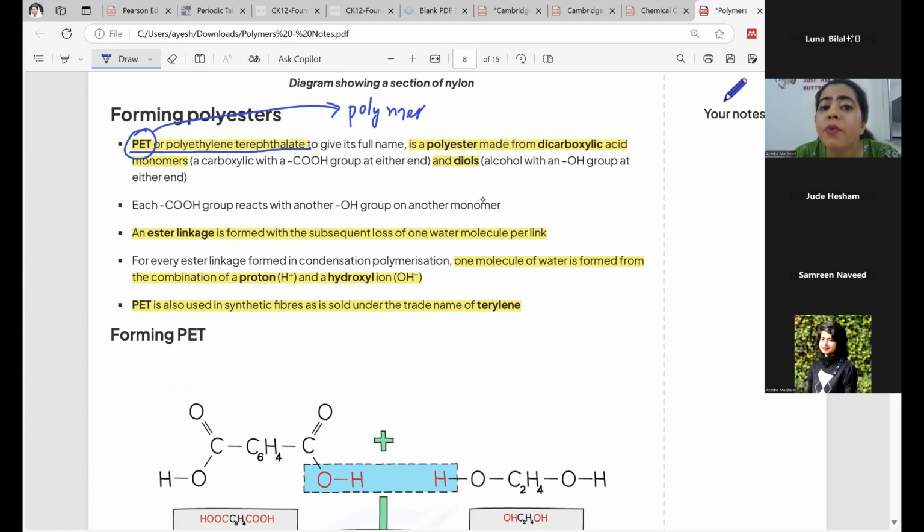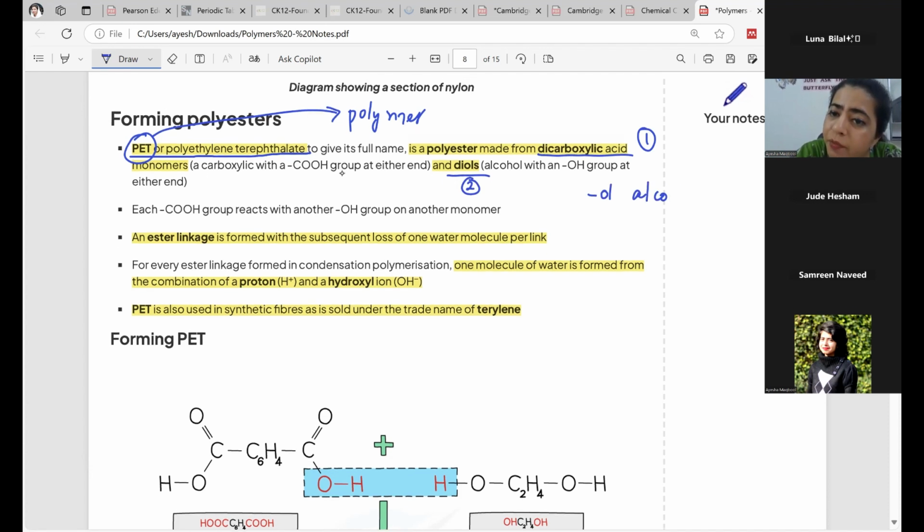It is made from two monomers. Monomer number one is going to be a dicarboxylic acid, meaning it is going to have a COOH group on both sides. Monomer number two is going to be a diol. The word diol comes from alcohol. When we write the name of an alcohol, we add OL at the end, right? So from the alcohol, we can say two alcohols are there.